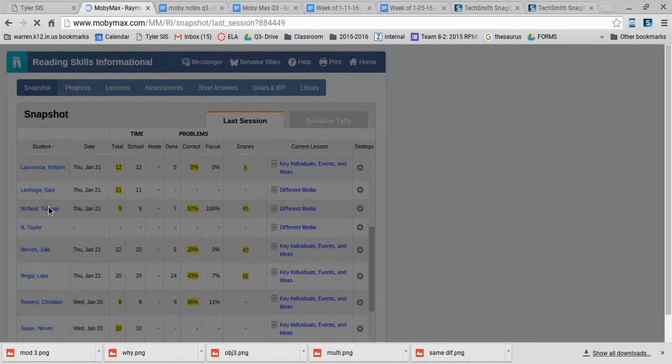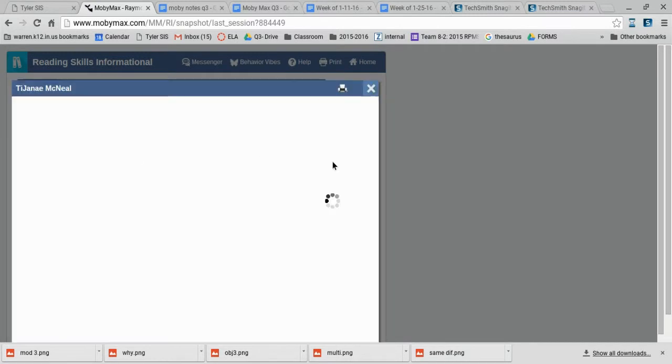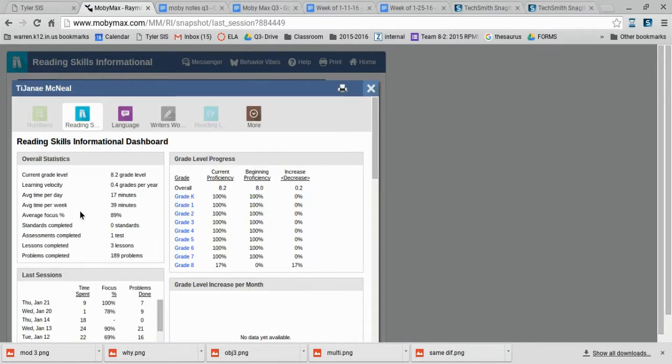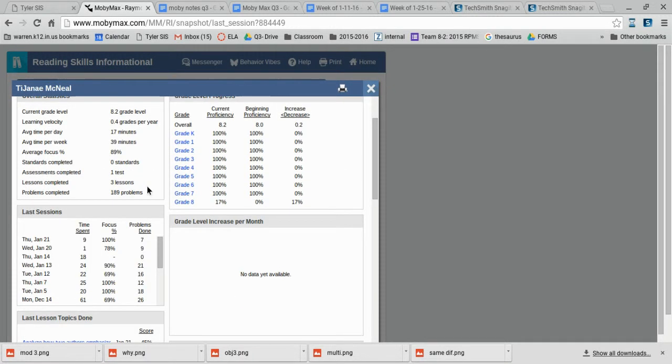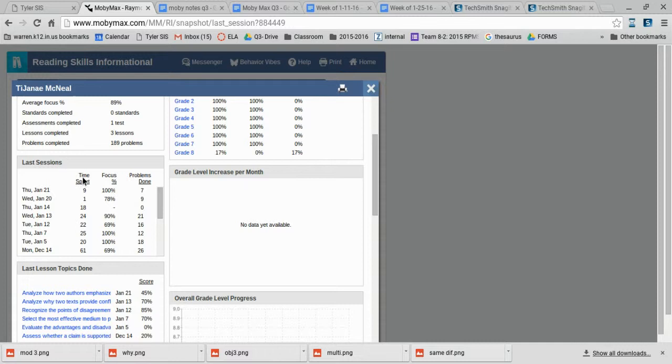Also, I can tell a whole dashboard setting of what grade level they're at, what their learning velocity is. But what's nice is by each day, how much time did they spend? I gave her 20 minutes, so why was she on for 9? But at least for the 9 minutes, she was focused 100% of the time and she got 7 problems done. Well, this day, she was on for 18 minutes. She didn't even focus at all. She wasn't even on there, got 0 problems done.